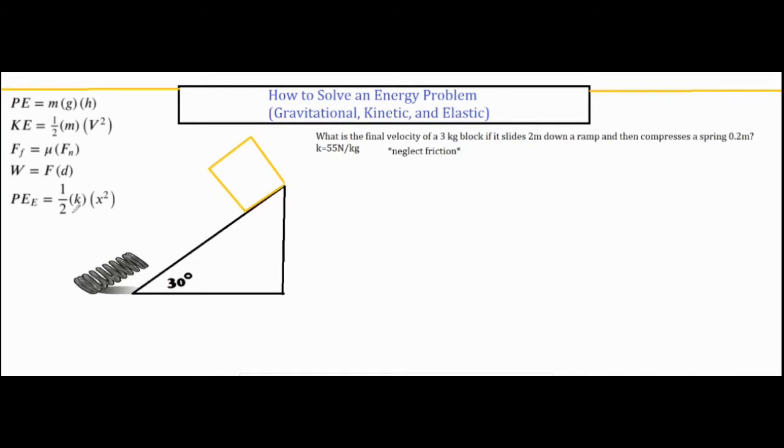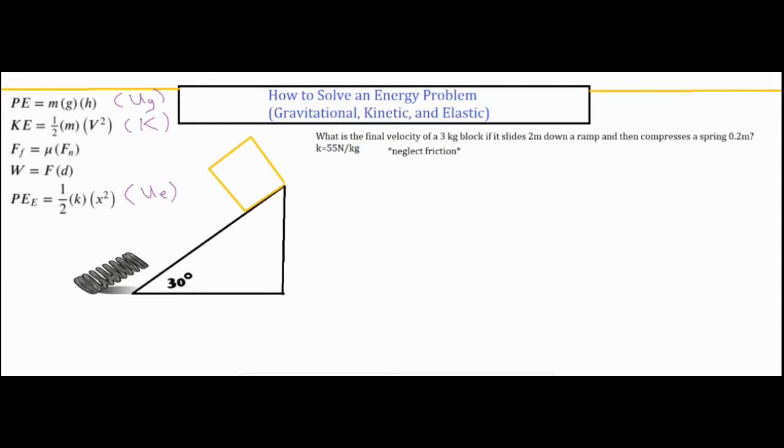Over here, we have a few different formulas. We have the PE formula, which may also be known as UG, gravitational potential energy. We have the KE formula, the kinetic energy formula, which may be known as capital K. We have a formula for friction for work, which would involve the cosine of theta if necessary. And then we have elastic potential energy, which is also known as UE.